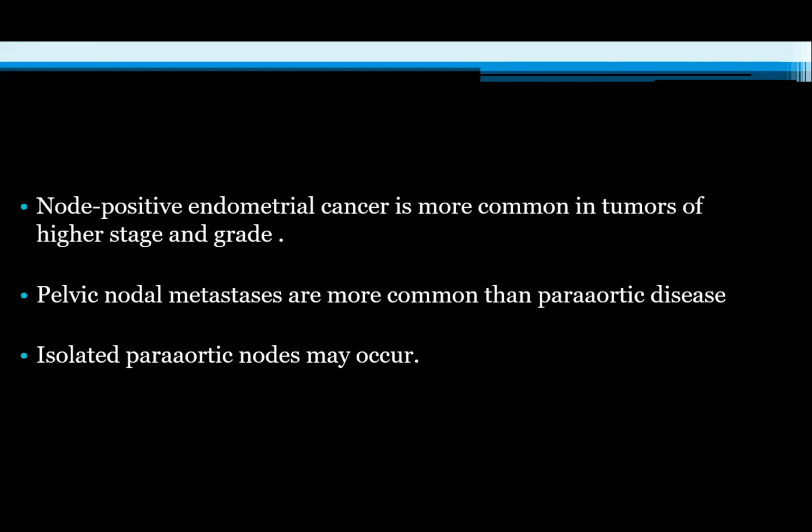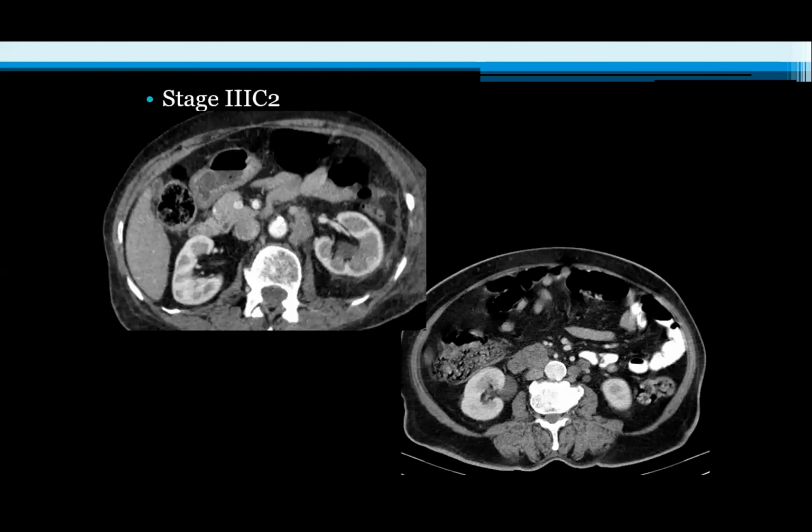Node positive endometrial cancer is more common in tumors with higher stage and grade. Pelvic nodal metastases are more common than paraaortic nodes. However, isolated paraaortic nodes can occur. This is a stage 3C carcinoma endometrium, where we can see a heterogeneously enhancing left paraaortic node, and this is another case where we can see multiple paraaortic nodes with an aortocaval node.